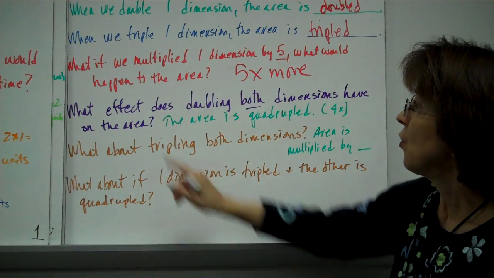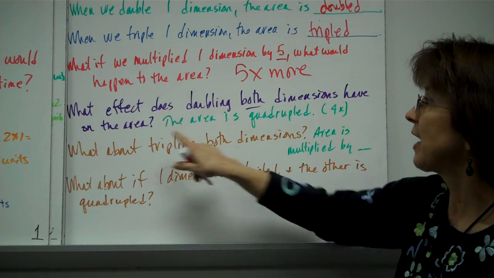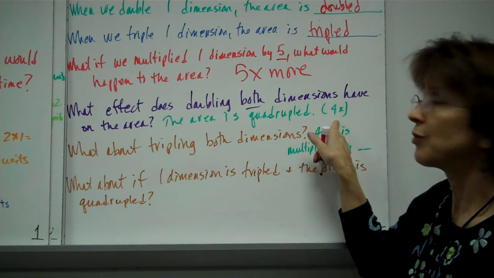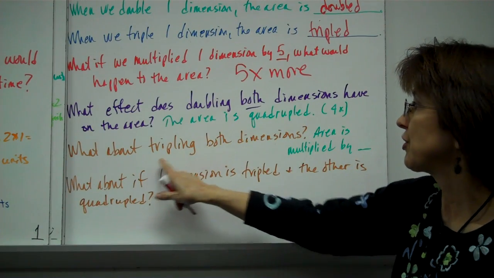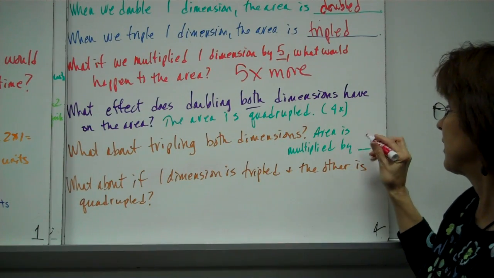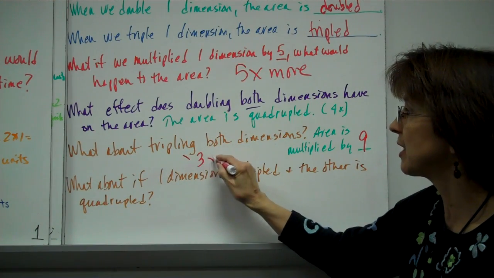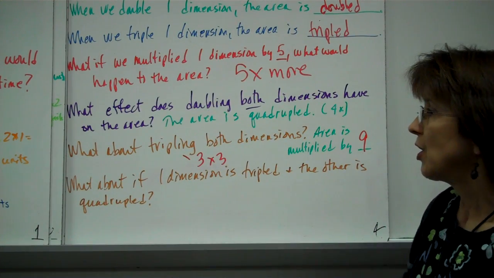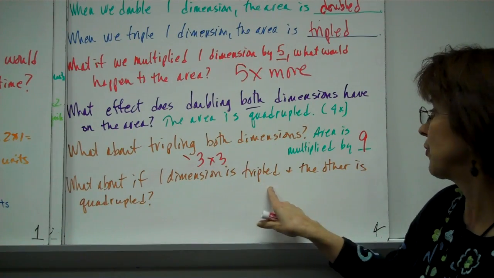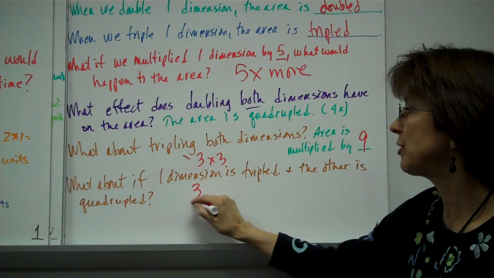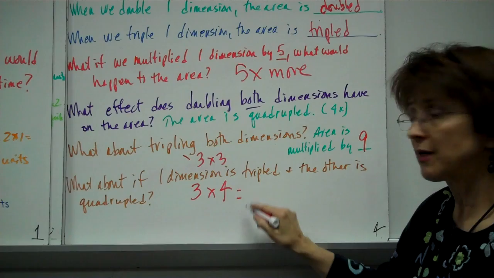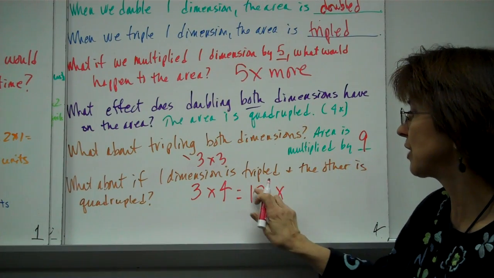What effect does doubling both dimensions have on the area? The area is quadrupled. It's 4 times. What about tripling both dimensions? The area is multiplied by 9, because tripling is 3 times 3, which is equal to 9. What about if one dimension is tripled and the other is quadrupled? What do y'all think? It'd be 12 times more.